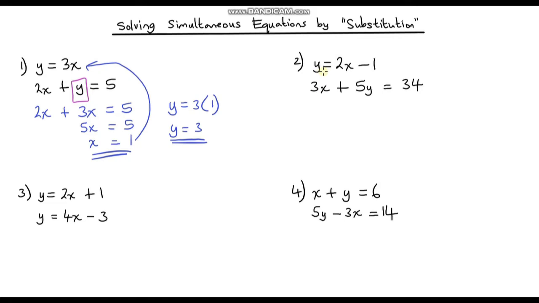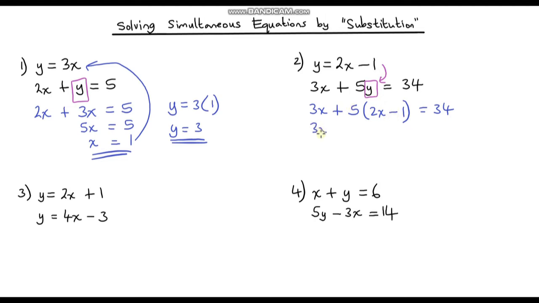So here we're told that y equals 2x minus 1. So again, in my second equation, wherever I see a y, I can just replace that with 2x minus 1 because y equals 2x minus 1. So if I rewrite my second equation, we've got 3x plus 5 times y. Well, y is 2x minus 1. So we've got 5 times, sorry, not 2y, 2x minus 1, and that equals 34. So again, just to recap, what I've done is I've just replaced y with 2x minus 1. Now let's expand the brackets.